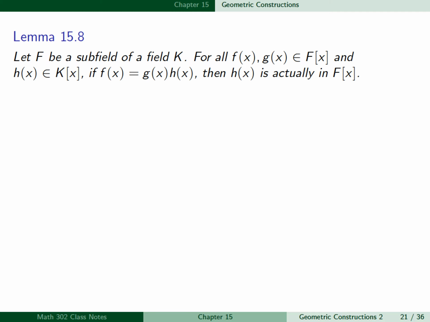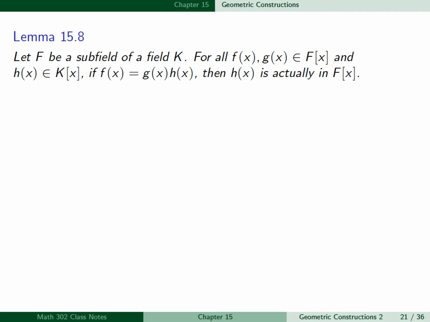Next we have lemma 15.8. Let F be a subfield of a field K, for all f of x, g of x in F bracket x and h of x in K bracket x. If f of x is equal to g of x times h of x, then h of x is actually in F bracket x. So F is contained in K, and f and g have coefficients in F, and h has coefficients in the larger field K.